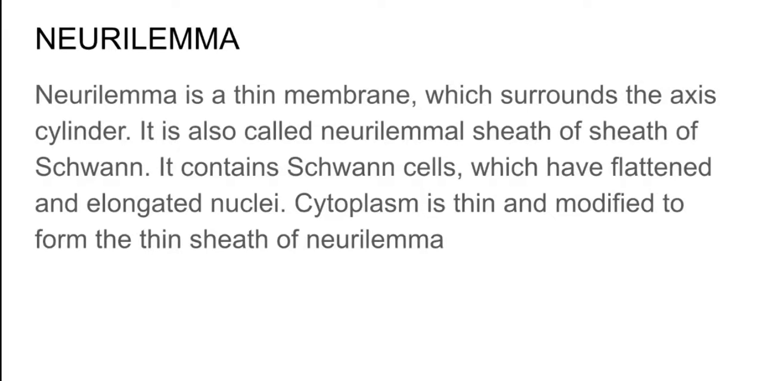Neurilemma. Neurilemma is a thin membrane which surrounds the axis cylinder. It is also called sheath of Schwann. It contains Schwann cells which have flattened and elongated nuclei. Cytoplasm is thin and modified to form the thin sheet of neurilemma.